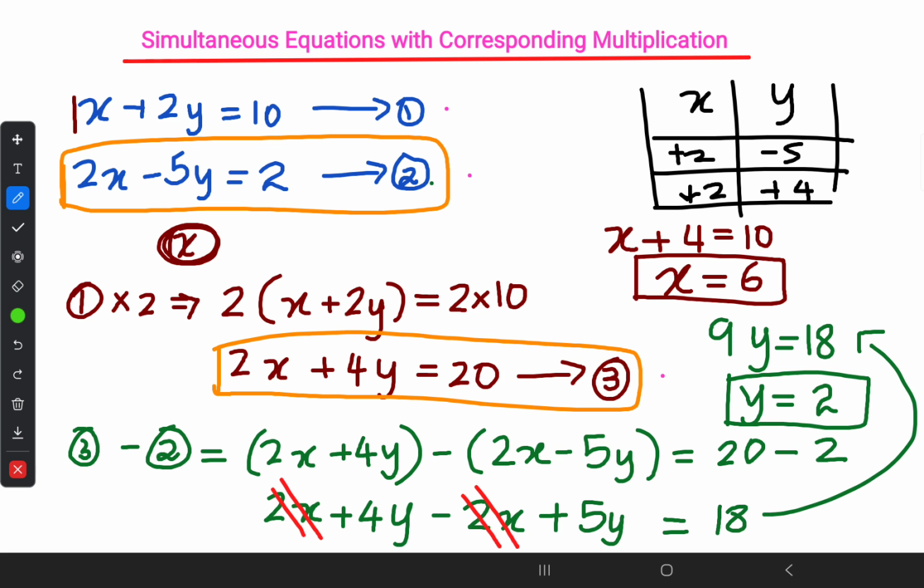The only thing is to choose the particular variable of interest. That means if you are interested in making the y coefficients the same, you have to multiply the first equation by 5 and the second equation by 2. To avoid that complexity, I just chose to multiply the first equation by 2, making x the variable of interest. After subtraction or addition, that variable will be eliminated, and we can find the other variable. Y was 2, and after substitution x is 6. That's all.